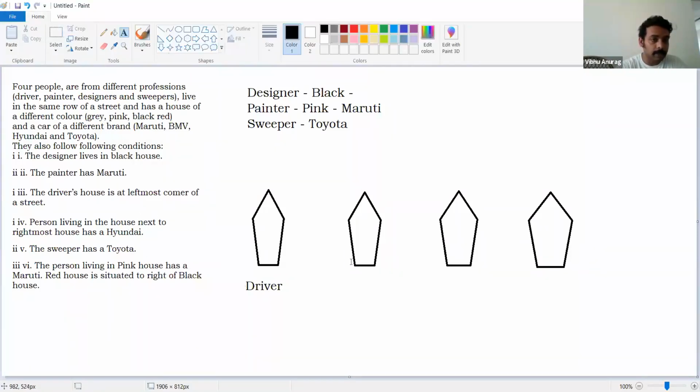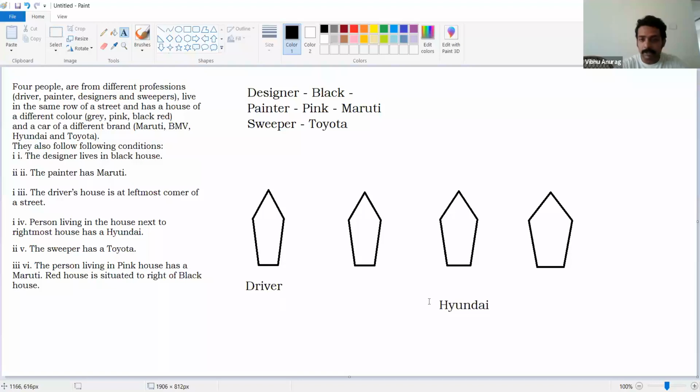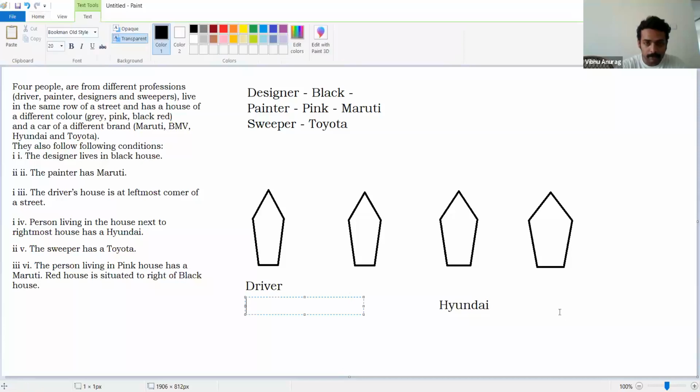Person living in the house next to the rightmost house has a Hyundai. So Hyundai car is in this house. Which means driver does not have the Hyundai car. Driver does not have Toyota also because that belongs to sweeper. Driver does not have Maruti either because that belongs to painter. So which car does driver have? Driver has the BMW.